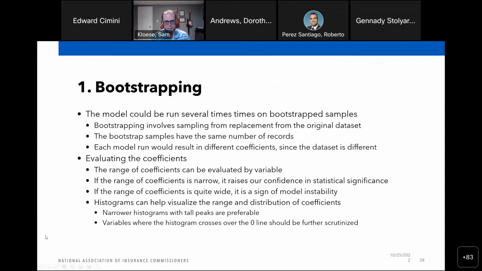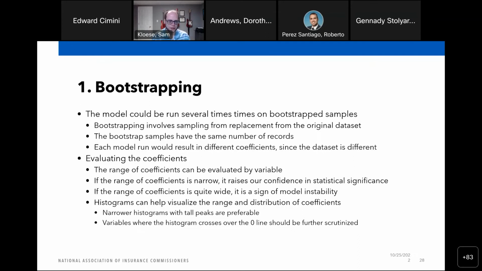For bootstrapping, a model could be run several times on bootstrap samples. Bootstrapping involves sampling with replacement from the original data set, and you end up with different data sets, each having the same number of records. Maybe your original data set has 100,000 records. Each of your bootstrap samples is also going to have 100,000 records. Then you run a model on all of those different bootstrap samples, and you're going to get different coefficients because the data set underlying each one is different.